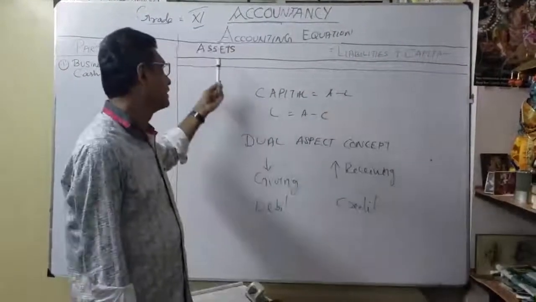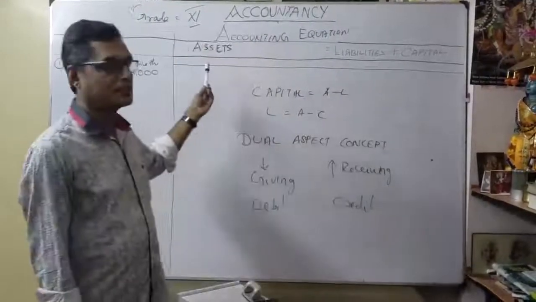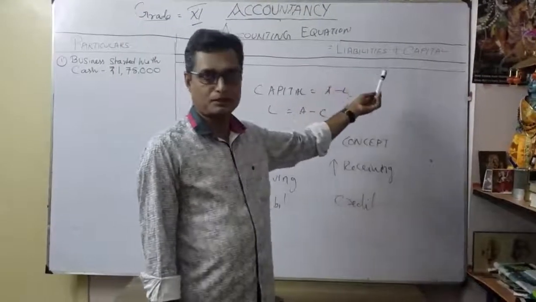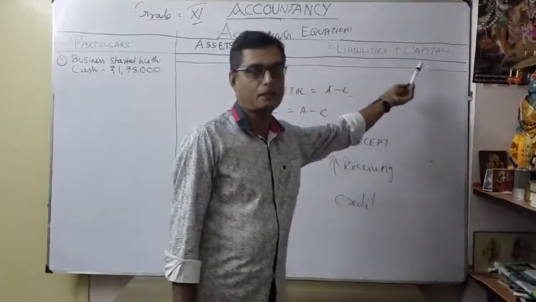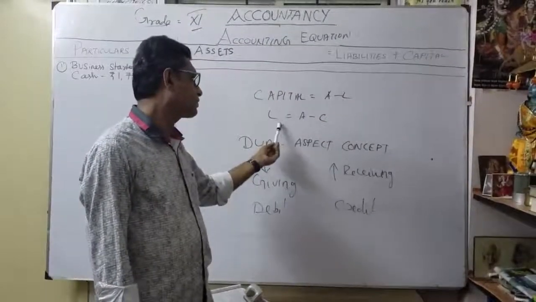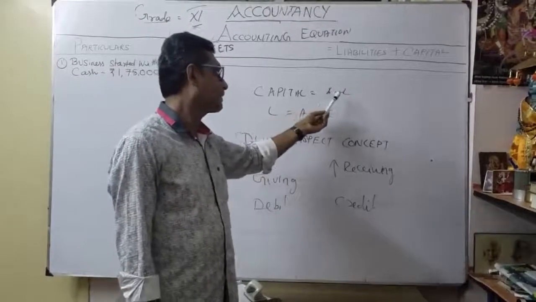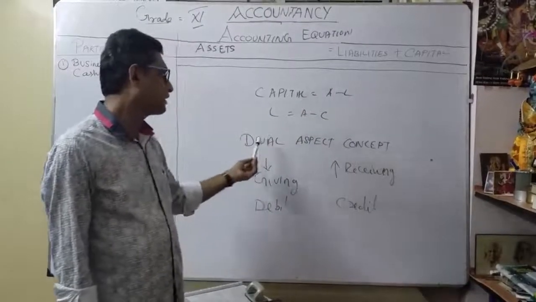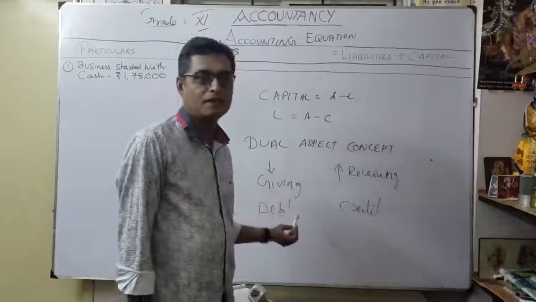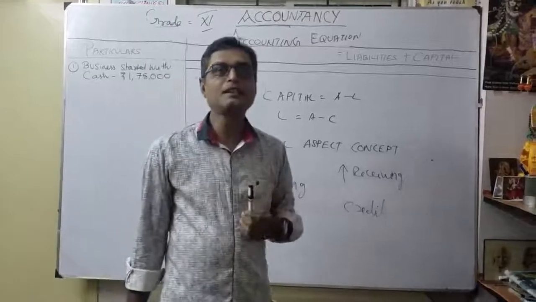Assets is equal to liabilities plus capital. As a business, assets of a business is equal to liabilities and the capital or equity. That's the idea. Liabilities is equal to assets minus capital, or capital is equal to assets minus liabilities. Coming under the real aspect concept, maybe receiving and giving aspect, debit and credit. For every corresponding debit, there is a corresponding credit.